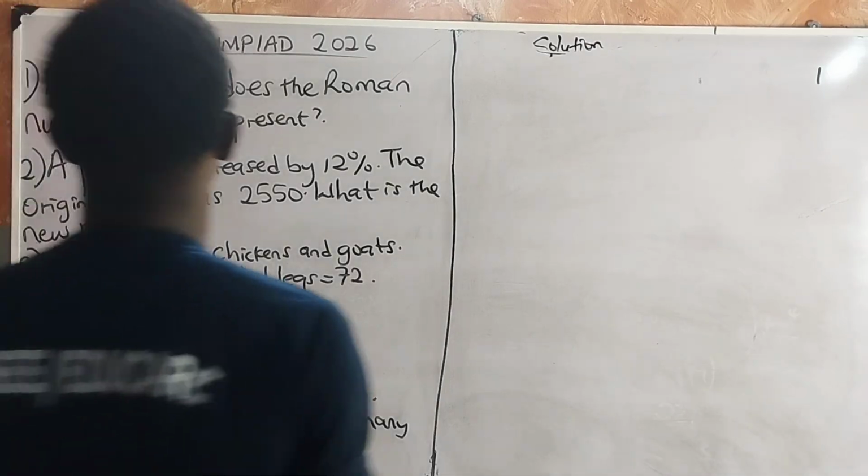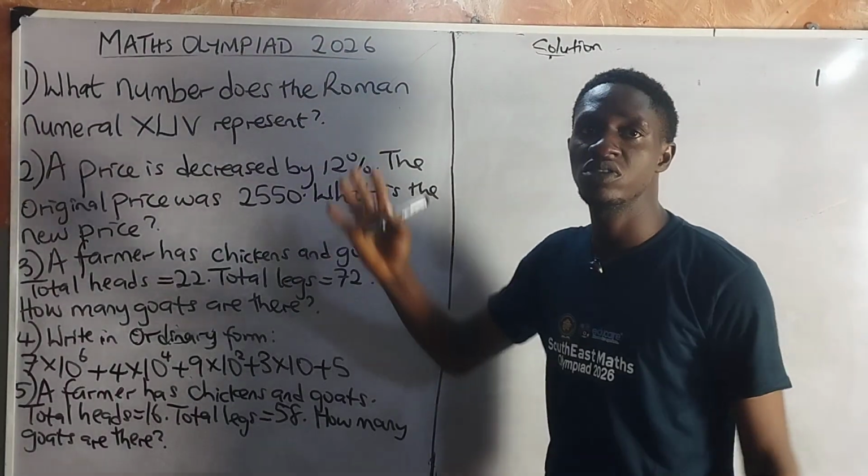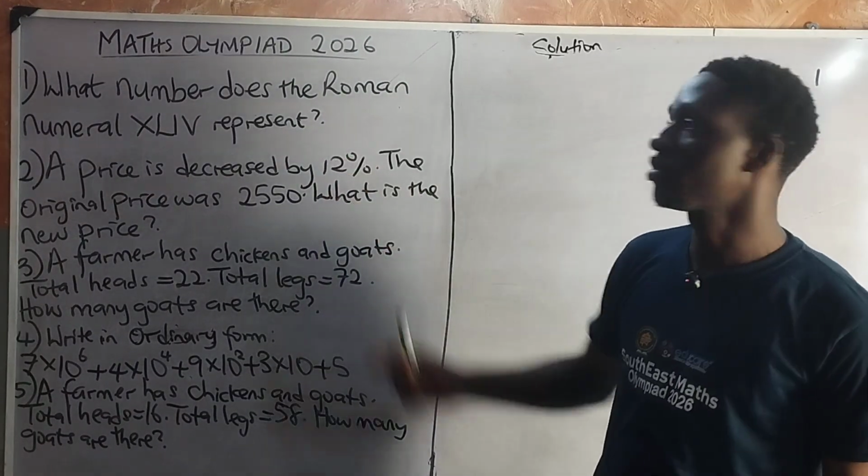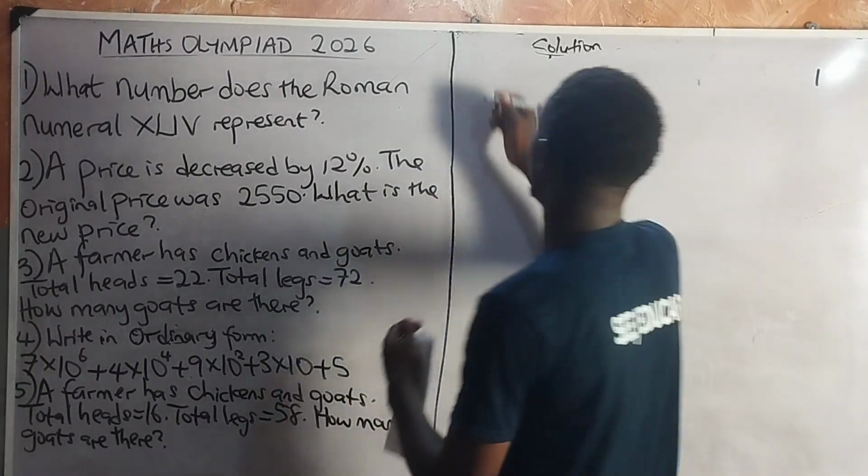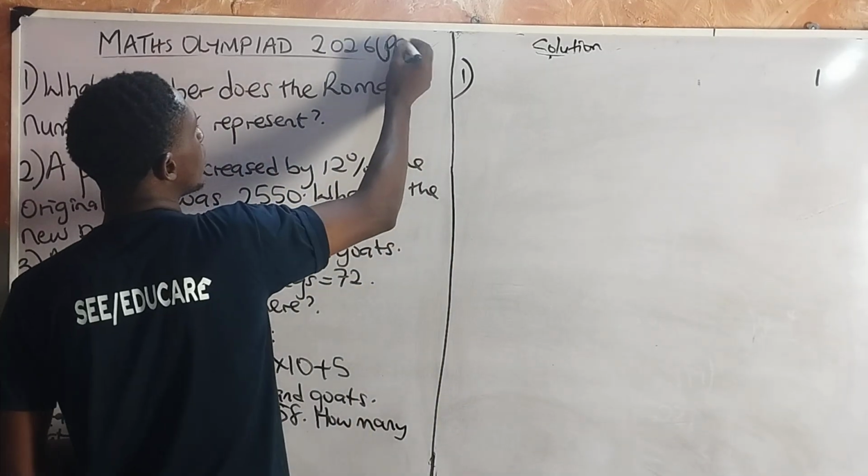Okay, you are welcome to Maths Olympiad 2026. So this is the primary school question section. So we'll start with number one. Number one, this is for primary.